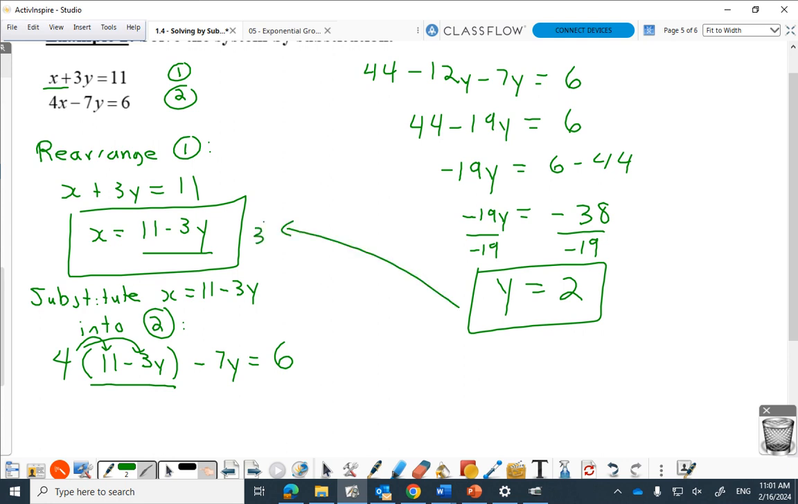So then I write something like this. Sub y equals 2 into equation 3, which is really just equation 1, but rearranged nicely for this situation. X equals 11 minus 3 times 2. Hopefully these steps aren't a big problem for you. I get x equals 5.